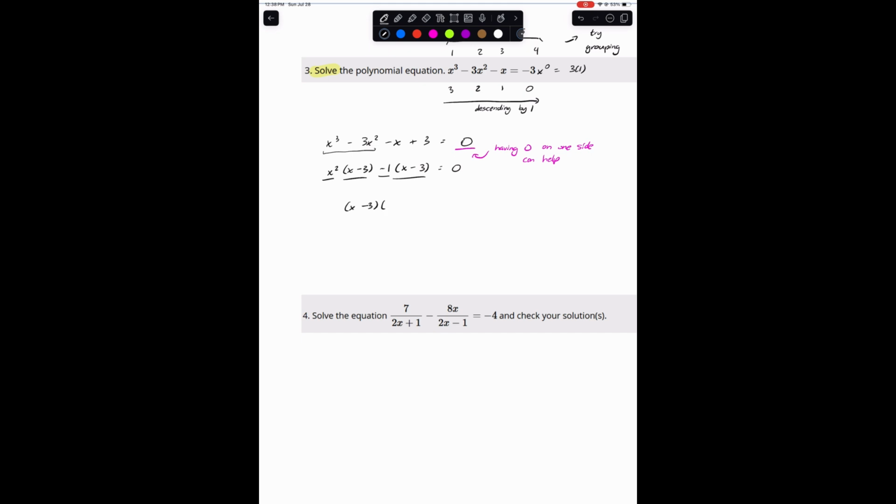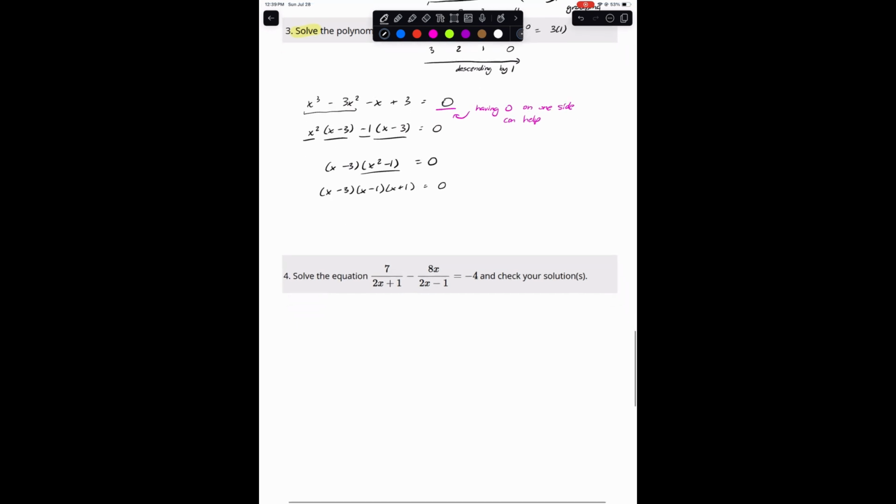And then add up the rest. I can factor this due to difference of squares. So (x - 3)(x - 1)(x + 1) = 0, and we get x = -1, x = 1, and x = 3. Actually, let me solve it out manually.